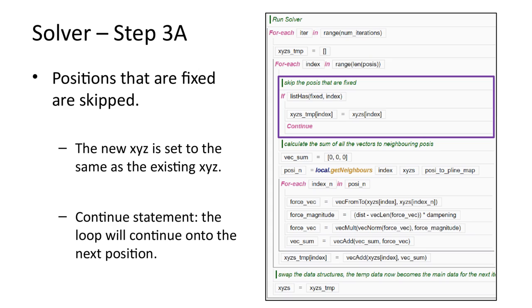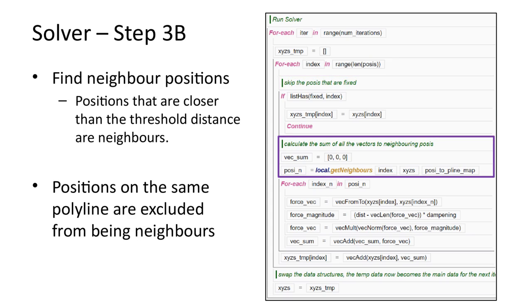Inside the body of the solver loop, the first step is to check if the position being processed is a fixed position. The endpoints of the polylines are fixed positions. They should not move. If it is a fixed position, then the XYZ coordinates of the position are simply copied without any modification. The continue statement then forces the loop to continue onto the next position.